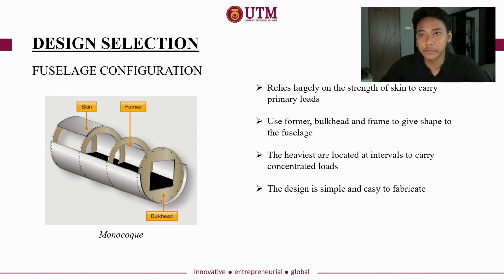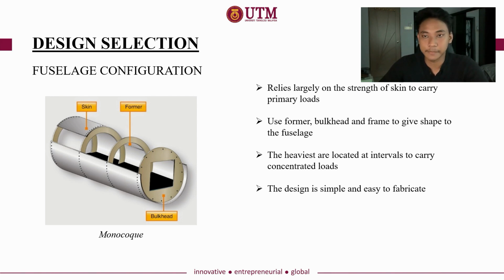And the next one is the fuselage configuration. We are using a monocoque structure, which includes the skin, former, and also the bulkhead. It relies largely on the strength of the skin to carry primary loads. So in this case, the skin of our aircraft design is very important since it is responsible for carrying the primary loads, and we are using EPP foam, which is very suitable and very strong to carry the loads of our aircraft. It uses the former, bulkhead and frame to give shape to the fuselage. The heaviest are located at intervals to carry concentrated load, and the design is also simple and easy to fabricate.